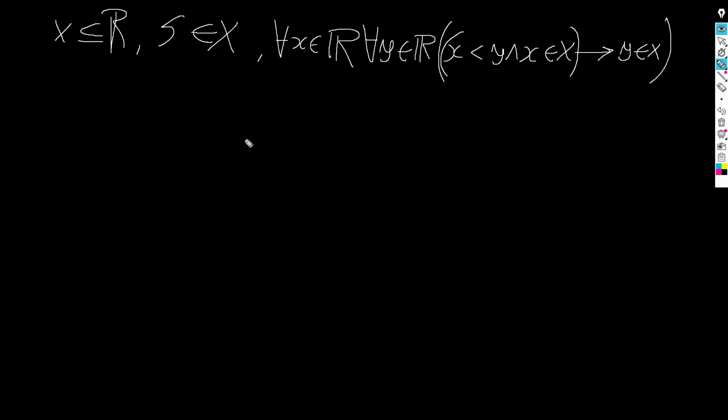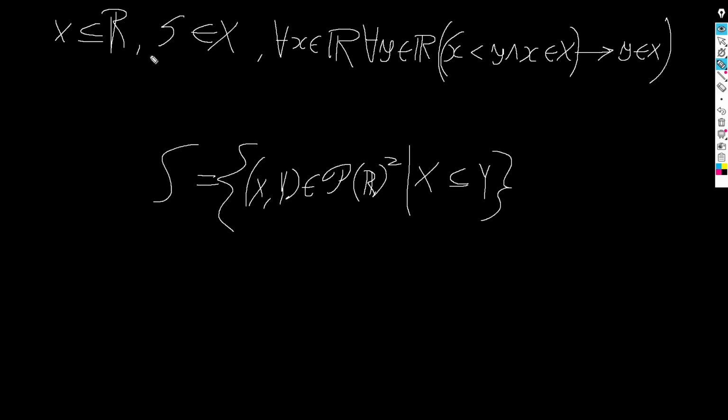So for example, if you let X be a subset of the real numbers and let 5 be in that set X, and say we want to find the smallest set of real numbers X that satisfies this property, where for all x and y in R, if x is an element of X and x is less than y, then y is also in X. Even though we haven't specified the partial order we're using to define smallest, it's assumed that we mean smallest in relation to the subset partial order on the power set of the real numbers.